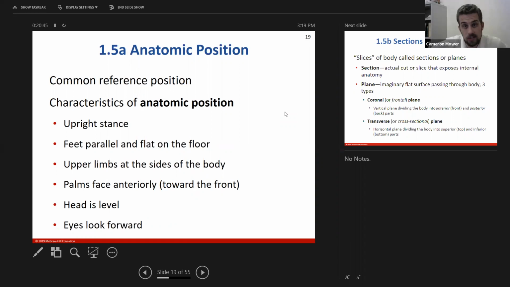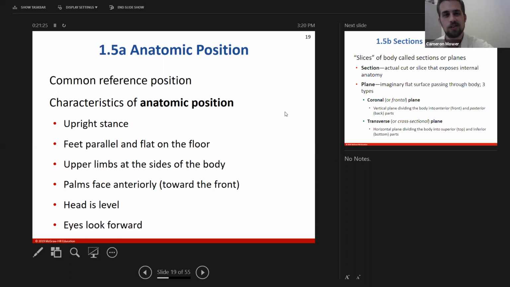So that brings us now to anatomic position. Anatomic position is a common reference position. If we were in class, I would stand up and show you. It's an upright stance, feet parallel and flat on the floor, upper limbs aside from the body, palms anteriorly toward the front, head is level, eyes look forward. There's a picture coming up. When you see the picture, you'll know.